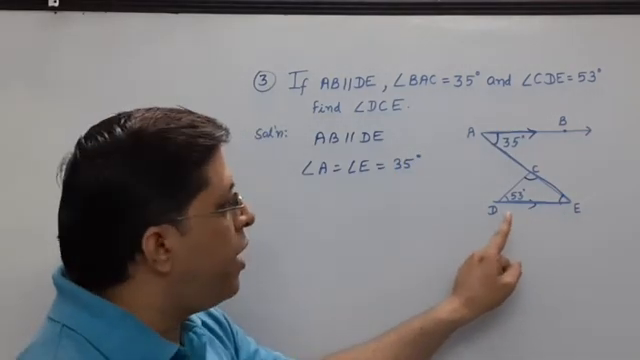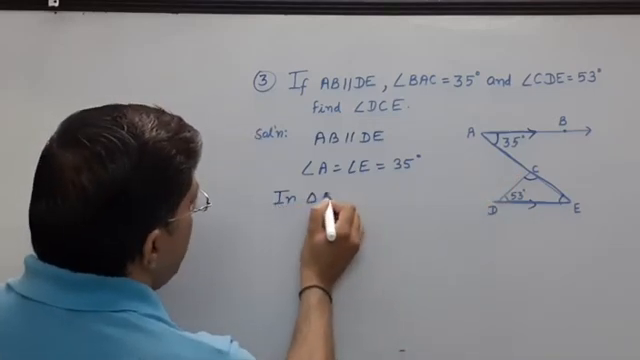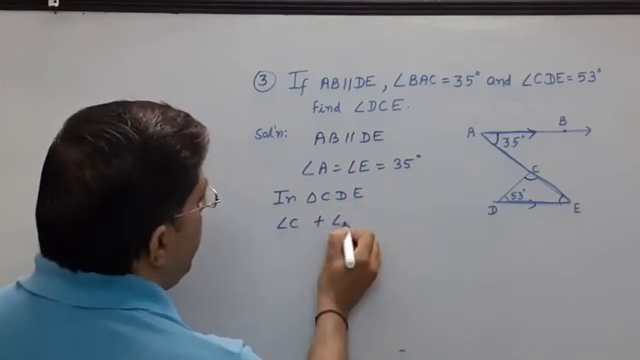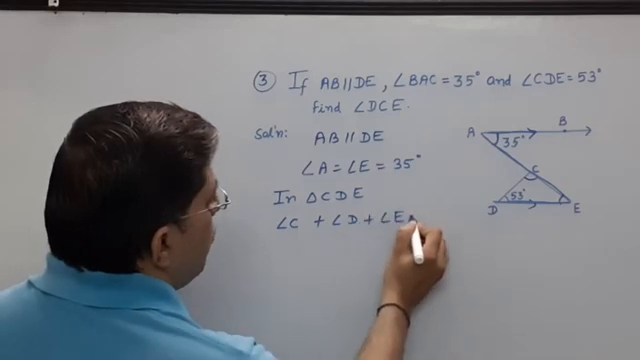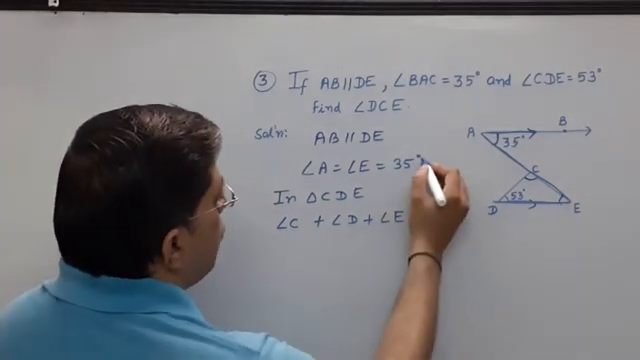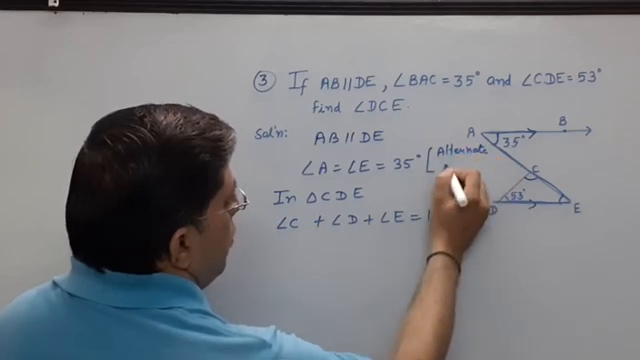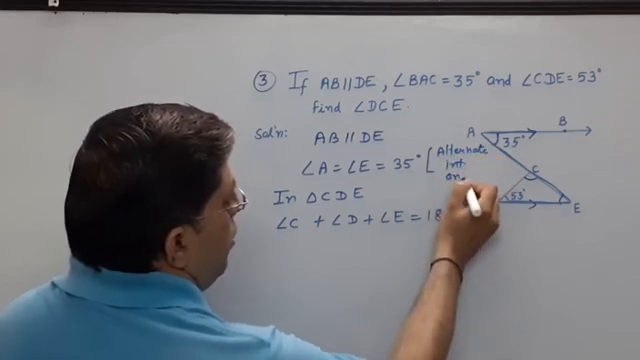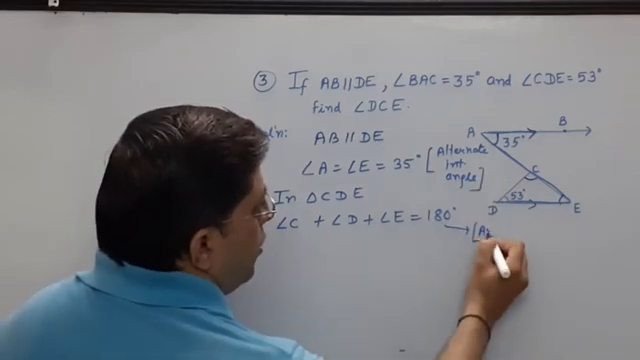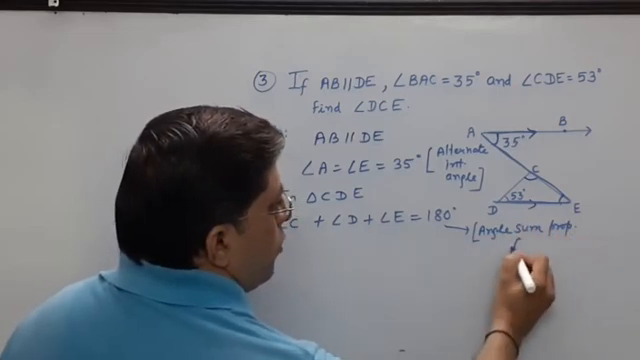Now I am taking one triangle CDE. In triangle CDE, angle C plus angle D plus angle E will be 180 degrees. Here also I have to write the reason: alternate interior angle. And what is the reason? Angle sum property for triangle.